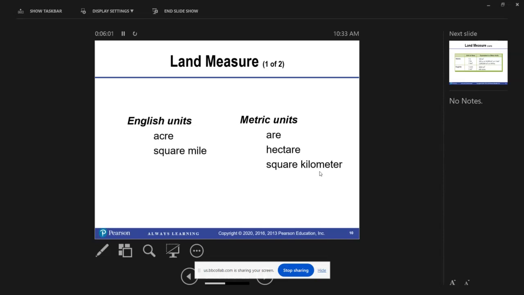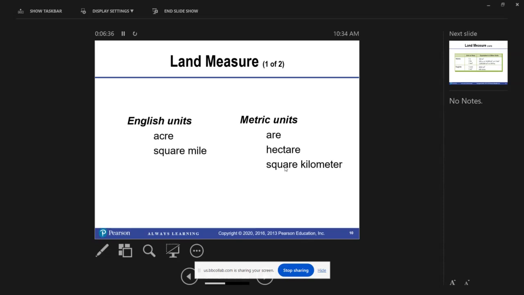Now, when we're measuring land, in English, we use acres or square miles. And then metric units. To be quite honest, I've never heard of those first two until I looked at this content. I left them on there just in case it comes up, but I did not put any questions on my lab over those because I figure if I have a math degree and I've not heard of those, I'm not real sure that you're going to use them in K through 5.